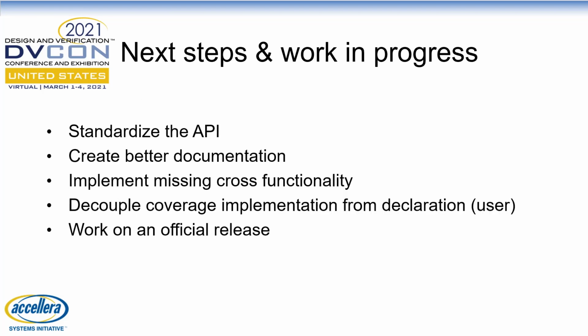So, what are the next steps? We need to standardize the functional coverage API and create vector documentation. More cross functionality also needs to be implemented, as there is currently no way to filter cross bins. There is some work left for decoupling between coverage implementation and declaration. This will allow the user to split cover groups in CPP and HPP files. And finally, we are working to create an official release.